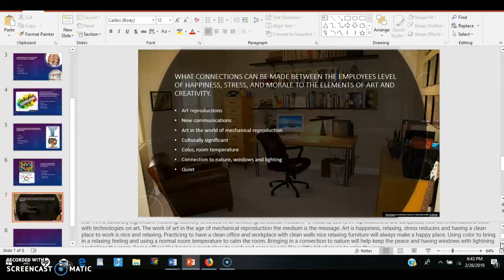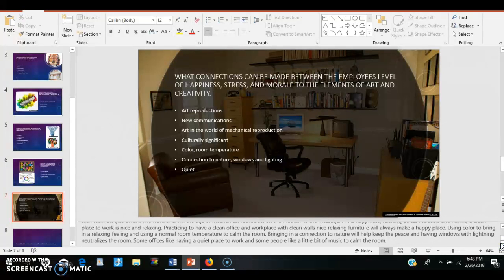Practicing to have a clean office and workspace, with clean walls and nice relaxing furniture, will always make a happy place. Using colors to bring in relaxing feelings, and using a normal room temperature to calm the room. Bringing in a connection to nature will also help keep the peace, and having windows with lighting neutralizes the room. Some offices like having quiet places to work, and some people like a little bit of noise to keep the calm.